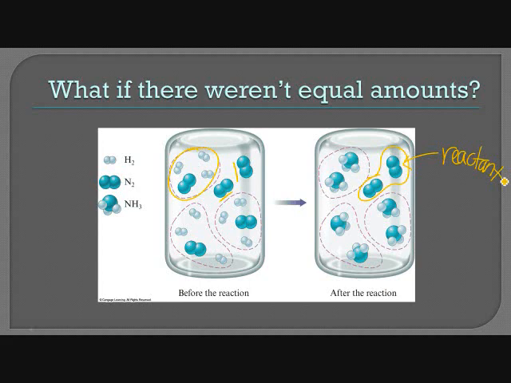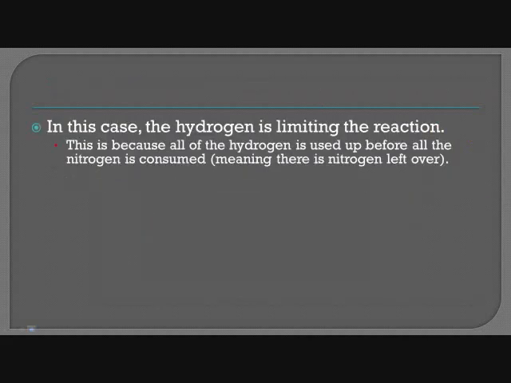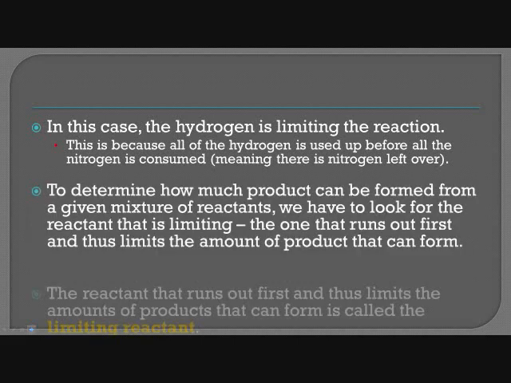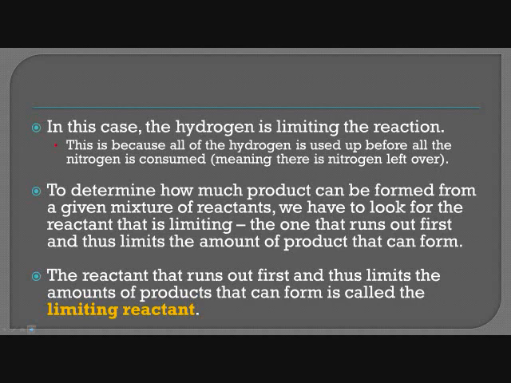And so when we have leftover reactant, we have to get into our limiting reactant. If we have leftover nitrogen, that means the hydrogen limited the reaction. When it ran out, it's all used up, it's consumed, there's none left over. To determine how much product can be formed from a given mixture, we have to look at the reactant that is limiting, the one that runs out first. A reactant that runs out first and thus limits the amount of products that can be formed is called the limiting reactant.